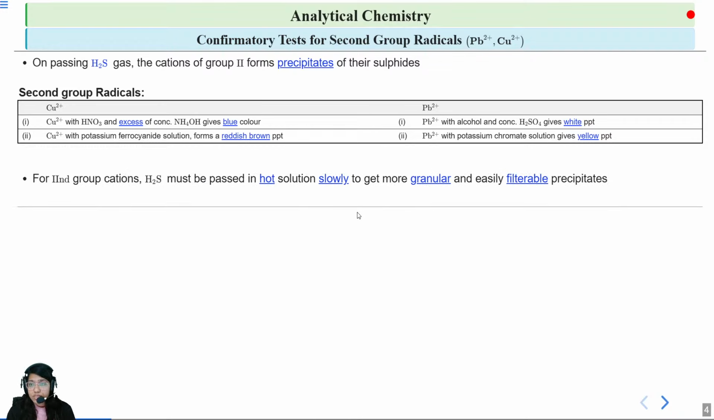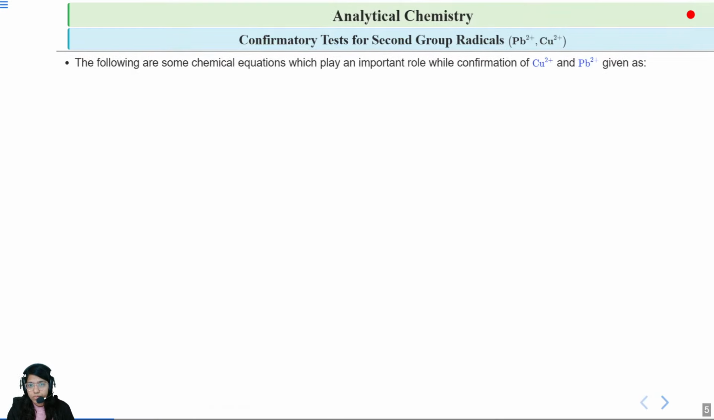So when dealing with second group cations, passing hydrogen sulfide H2S in a hot solution slowly helps in forming more granular and filterable precipitate because higher temperature increases the solubility of metal sulfide, which allows excess H2S to escape and promotes the formation of larger distinct crystals. This makes the precipitate easier to filter and purify, which is crucial for qualitative analysis. So for second group cations, H2S must be passed in hot solution slowly to get more granular and easily filterable precipitate.